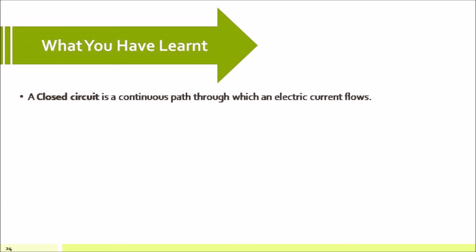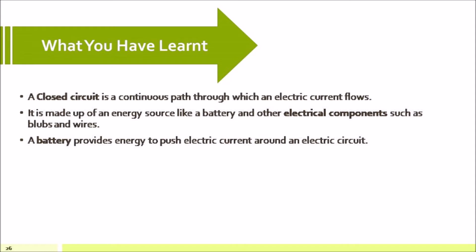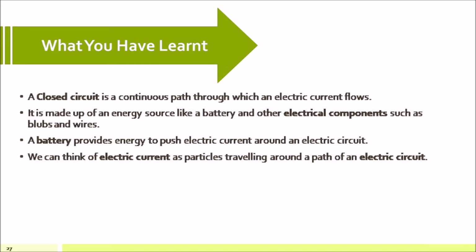Now we're going to do a quick wrap-up of what you've learned so far in the previous slides. You've learned that a closed circuit is a continuous path through which an electric current flows, and that it's made up of an energy source like a battery or a cell and other electrical components such as a light bulb and wires. A battery is the piece essential to provide energy to push electric current around an electric circuit. And we can think of that electric current as particles traveling around the path of an electric circuit.